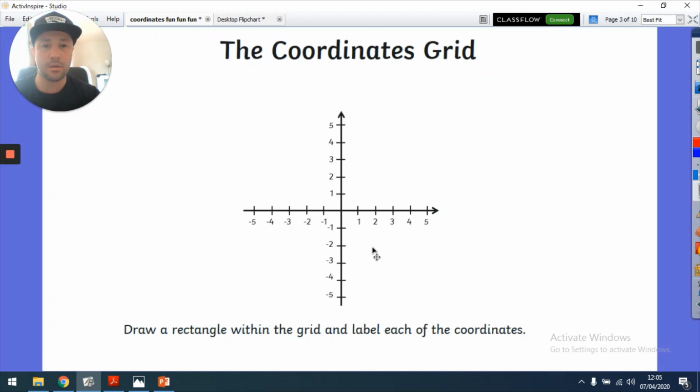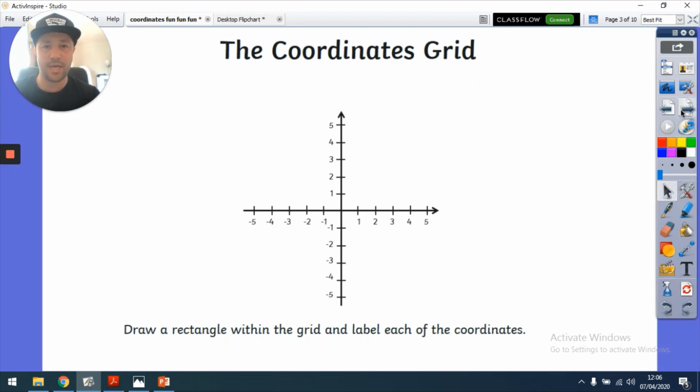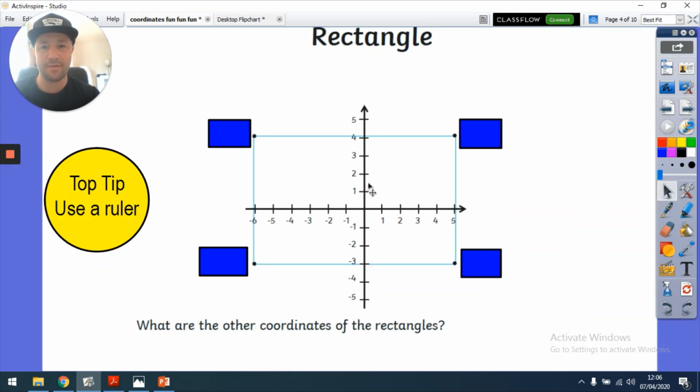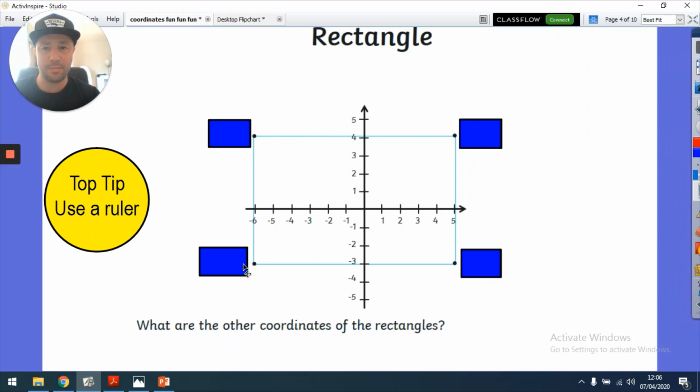So what I'm going to do is draw a rectangle on here, and we're going to have a look at the coordinates. If you want to have a go at figuring out what these coordinates might be, please pause the video now and write them down. But remember, if you are measuring, if you're writing them out yourself, always use a ruler. So what are the coordinates of the rectangle?